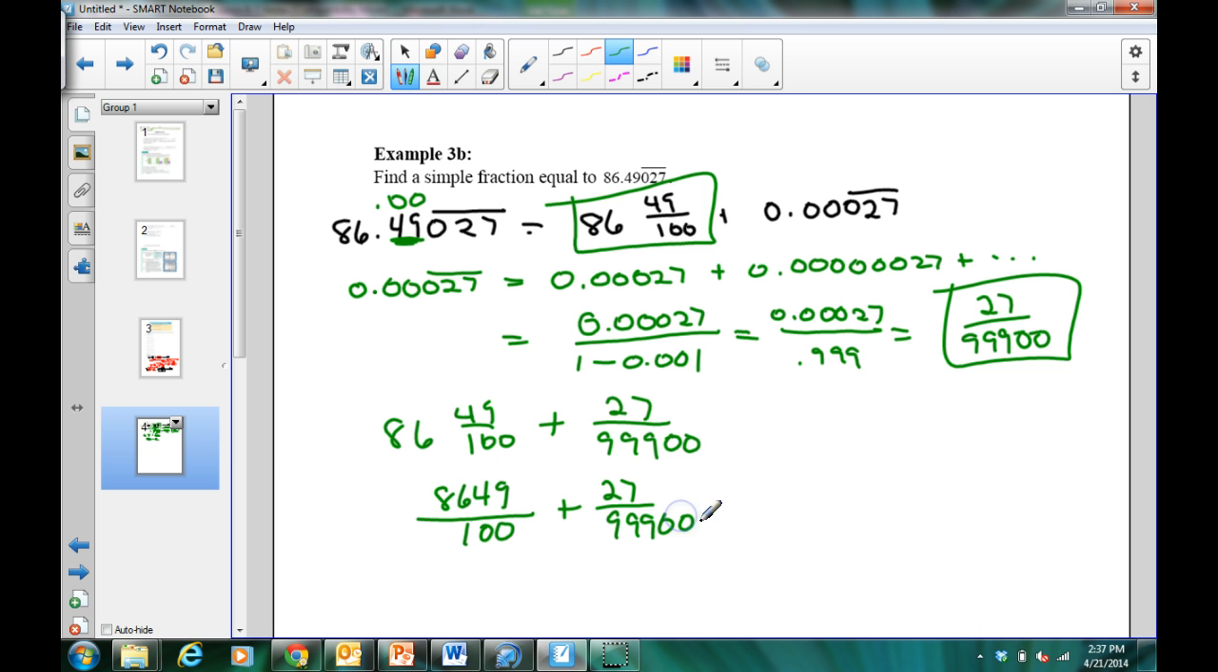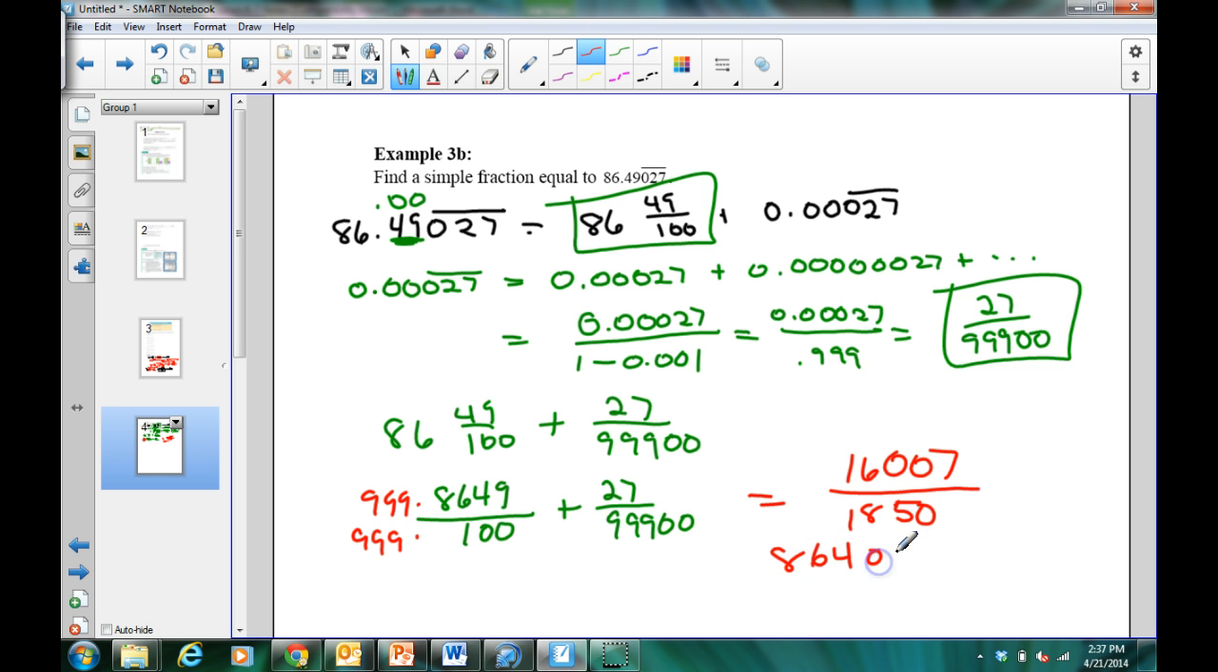So what would I have to multiply the first one by to get it equal? Yep. And then if you did that in the very end after simplifying everything, you got 16007 over 1850. Now you might have gotten 8640,378 over 99,900. Now that reduces to this. It reduces to like 86. Yep, so that's what it would be.